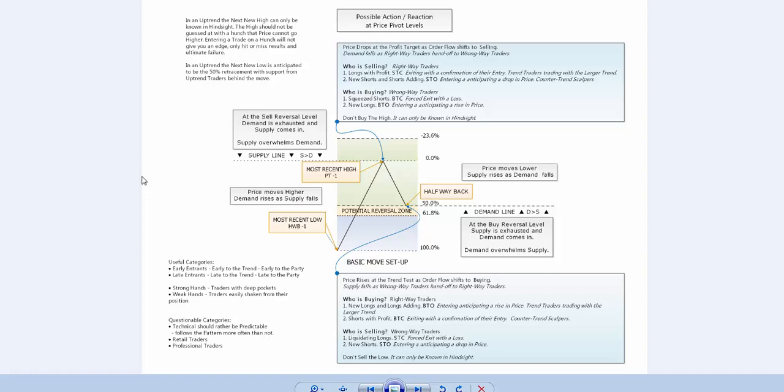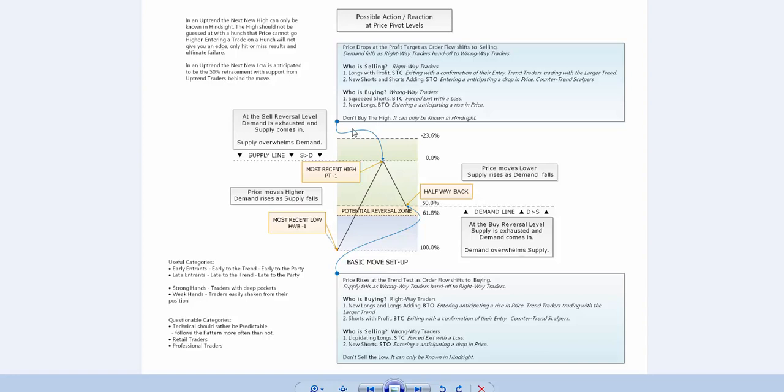The high shouldn't be guessed at with a hunch that price can't go any higher. Entering a trade on a hunch won't give you an edge. It's hit and miss, and the results will be ultimate failure. So in an uptrend, the new low is anticipated to be the 50% retracement with support from the uptrend traders behind the move. It's important here to understand the kind of structure that goes behind a traditional setup and who's buying and who's selling.